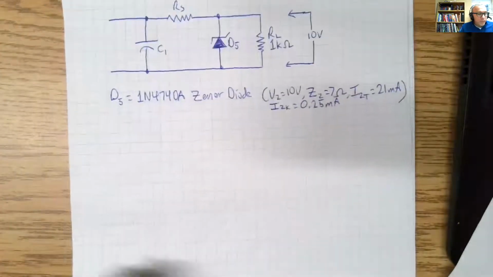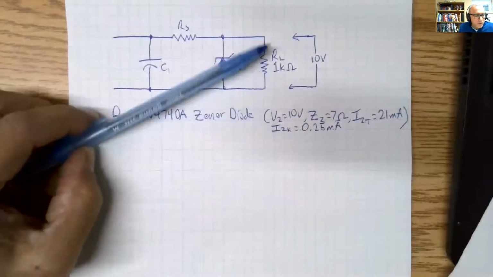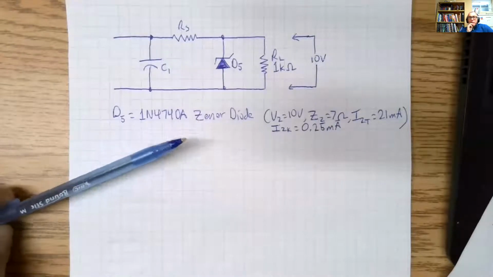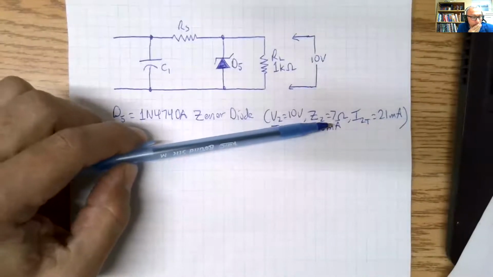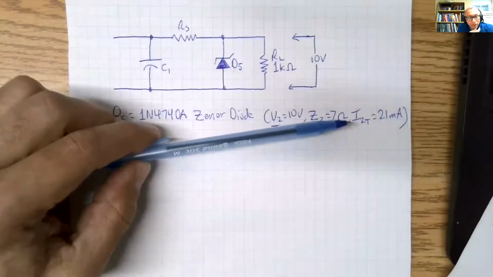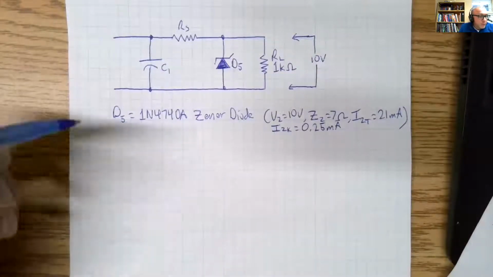Now, we want this to be 10 volts. So we're going to use a 1N4740A Zener diode, which is a 10 volt Zener diode. It has an internal impedance of 7 ohms. It has a maximum current of 21 milliamps, and it has a knee current of 0.25 milliamps. Okay, so the 0.25 is where the Zener diode will begin to work. You need to go past that. You just can't go right at the limit.